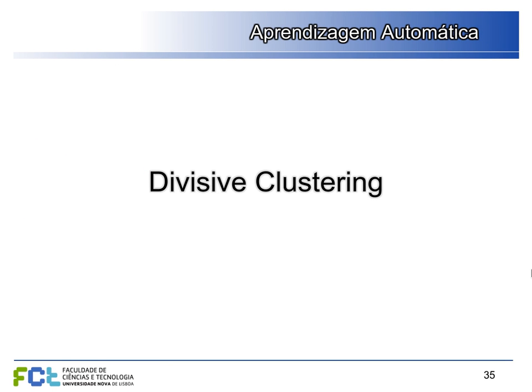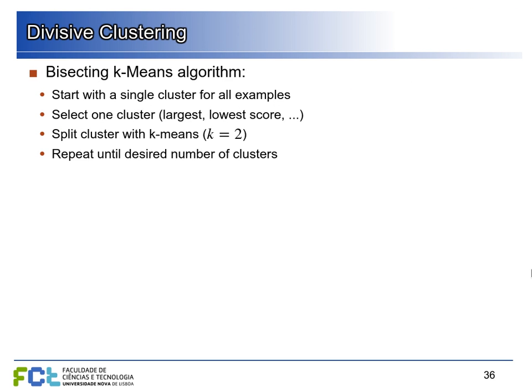So now let's see the other type of approach, which is to start from the top and divide things. An example of that is the bisecting k-means algorithm. We start with a single cluster, all the examples in a single large group, and then we use k-means with k equals 2 to split that into two clusters.